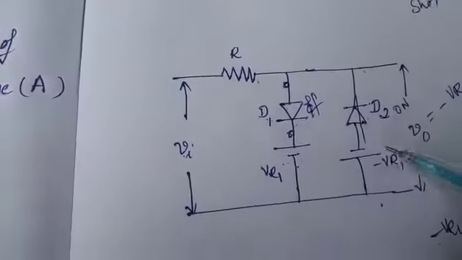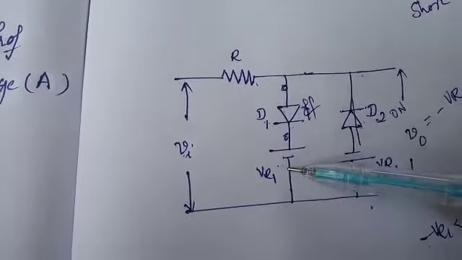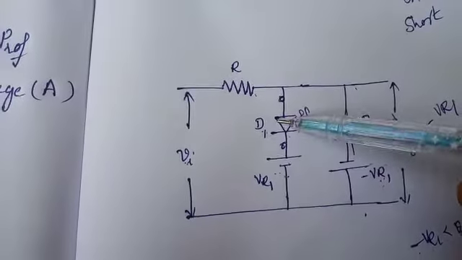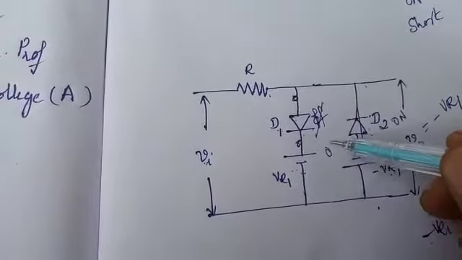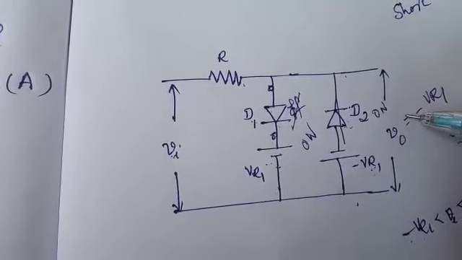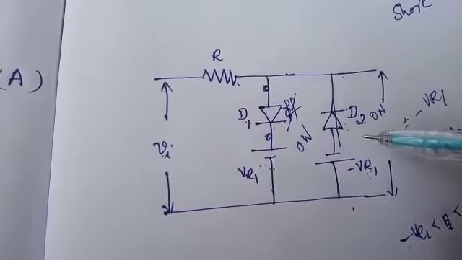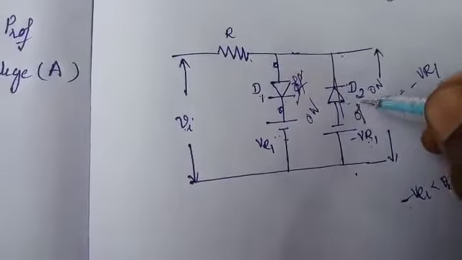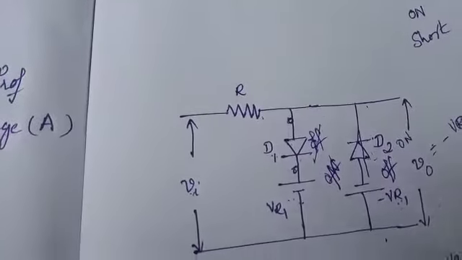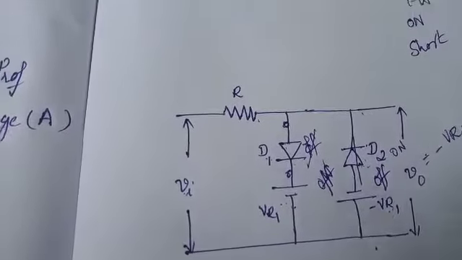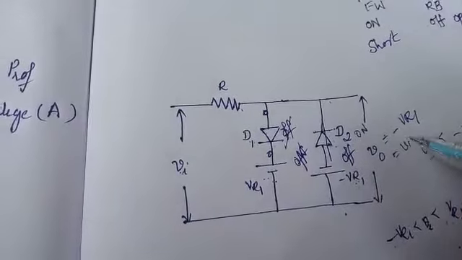Now apply this condition on this circuit diagram. The input voltage is more when compared to minus VR1, so more voltage is connected to the anode of diode D1. Coming to diode D2, minus VR1 is less, so diode D2 is also in off condition. Both the diodes are off since both the anodes are connected to less voltages, such that output voltage is equal to input voltage.